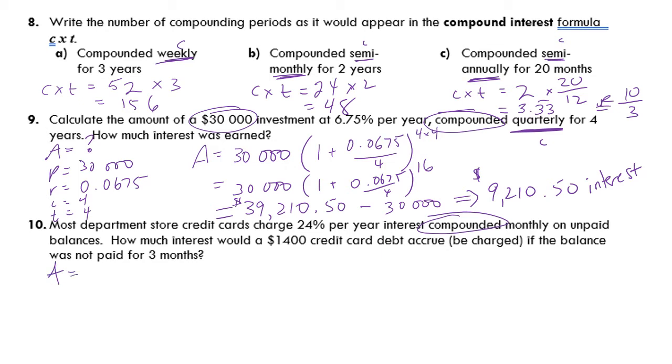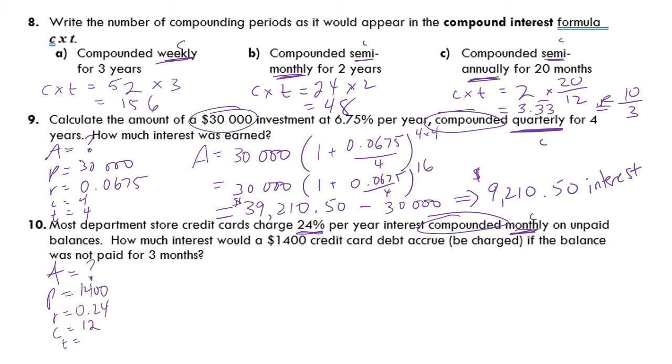So A, P, R, C, and T. Monthly, that's your C value, so 12. Your interest rate, 0.24 as a decimal. You had a $1,400 credit card debt, so that's how much you started with. We want to know how much your balance would be if you didn't pay it for 3 months.